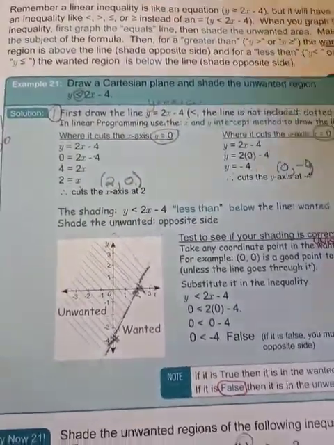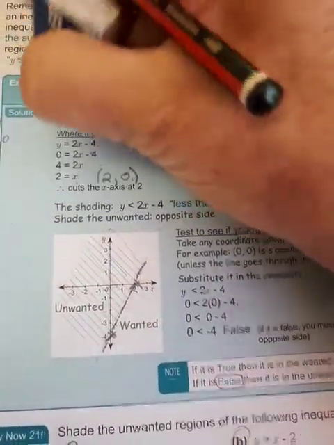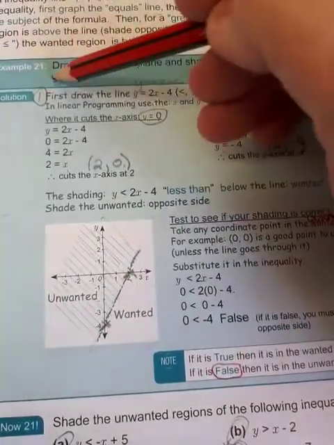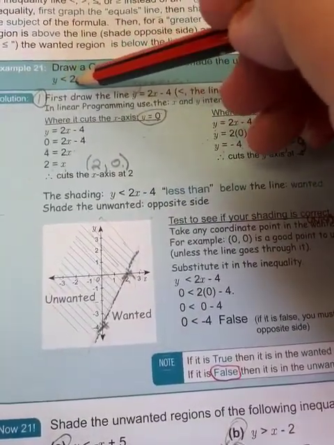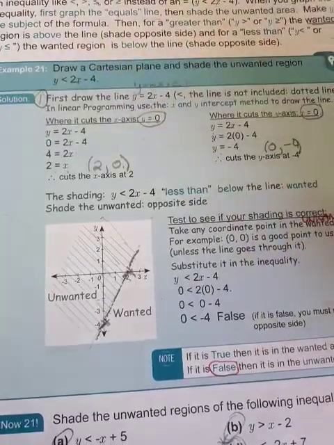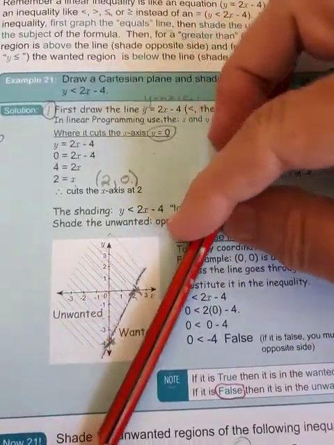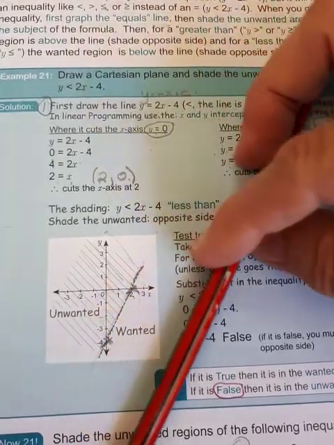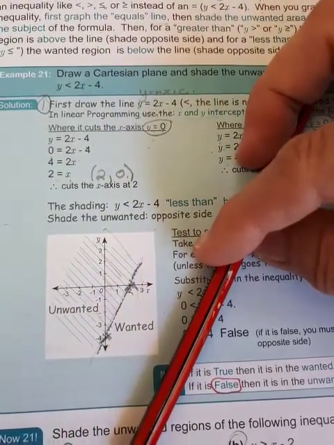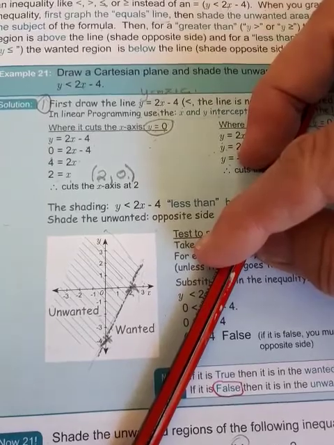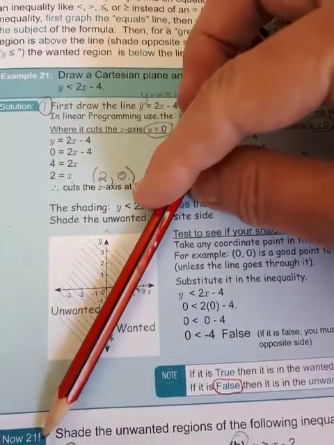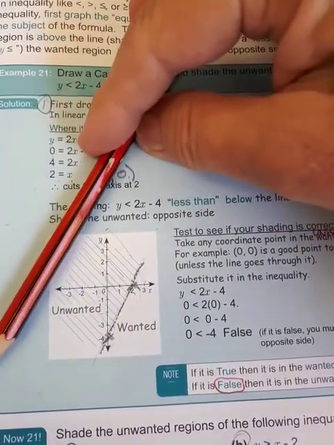I repeat, this inequality says y must be less than 2x minus 4. So y must be less than 2x minus 4, which is this side. And because we don't shade the wanted region, we shade the unwanted region, you must shade it on the other side.